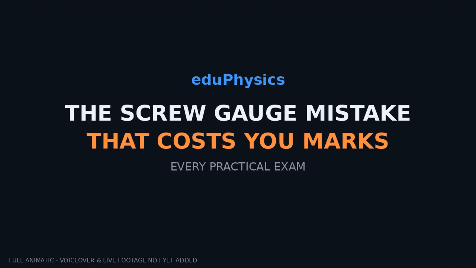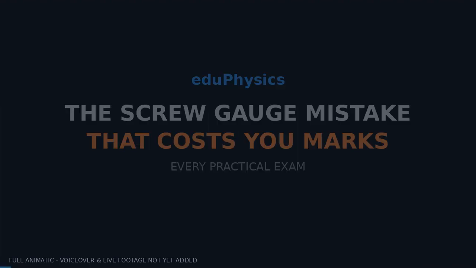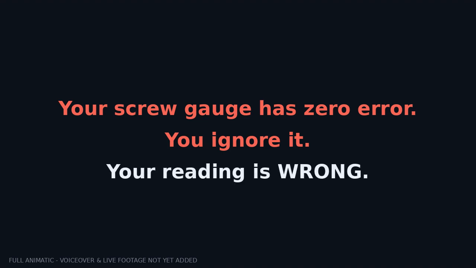You measure a wire's diameter with a screw gauge. You get a number. You write it down. But if that screw gauge has zero error and you didn't correct for it, your answer is wrong, and in a practical exam, that's marks gone before you even finish the calculation. Let's fix that in the next 4 minutes.